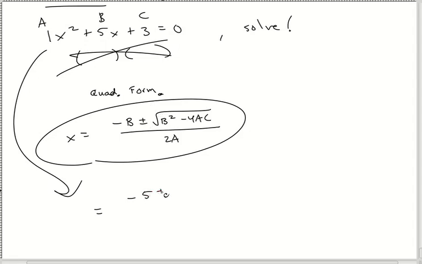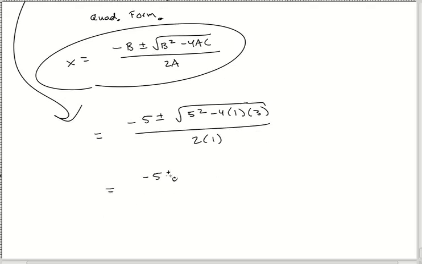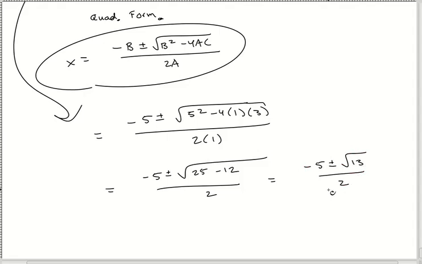So I got negative 5 plus or minus the square root of 5 squared minus 4 times the 1 times the 3, all divided by 2 times 1. I believe that 5 squared is 25, and here we got a minus 12. What I'm seeing here is a 13, square root of 13. And, well, we're done. There's nothing else that I can do when I see a square root of 13. What is the square root of 13? I don't know. It doesn't simplify. So at this point, we're done.